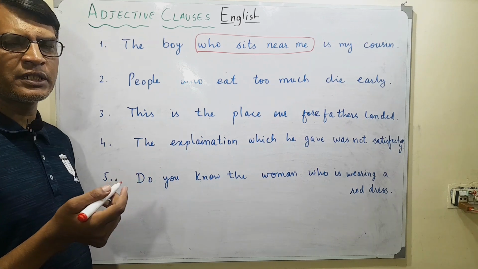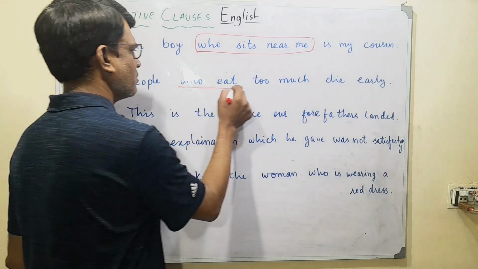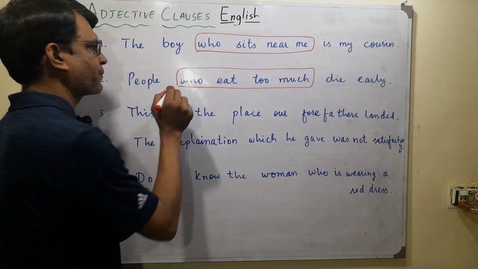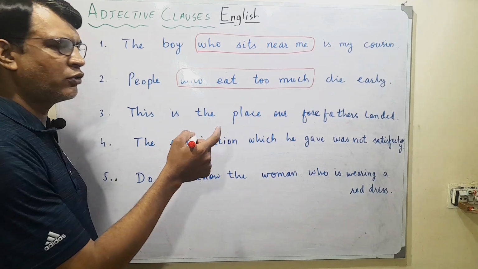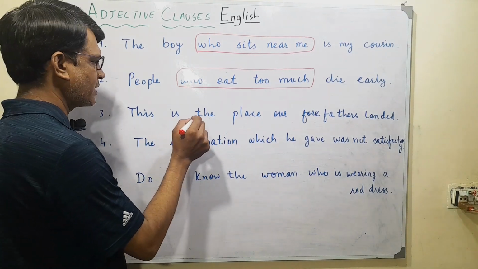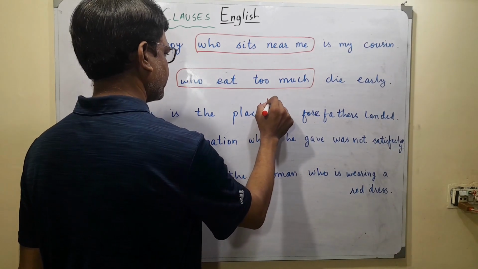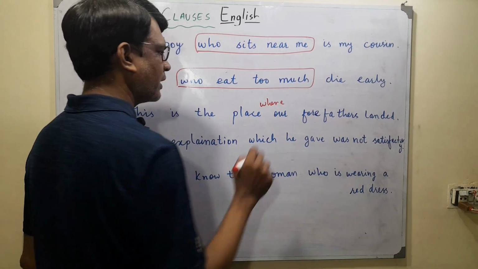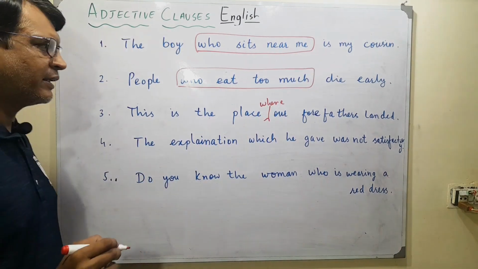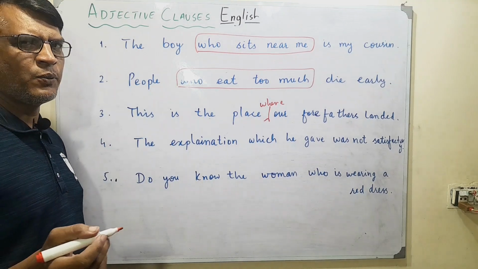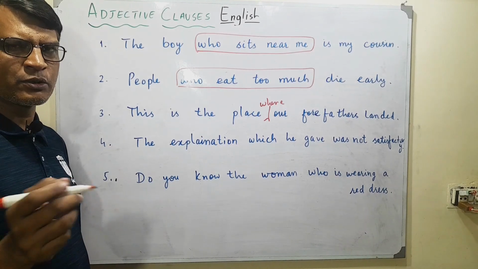That's an example of adjective clause. Another is: people who eat too much die early. Okay, this is the place our forefathers landed. So we say this is the place where our forefathers landed. Why have we not put "where" here? Because sometimes we can also omit this pronoun, which is who, which, or that.